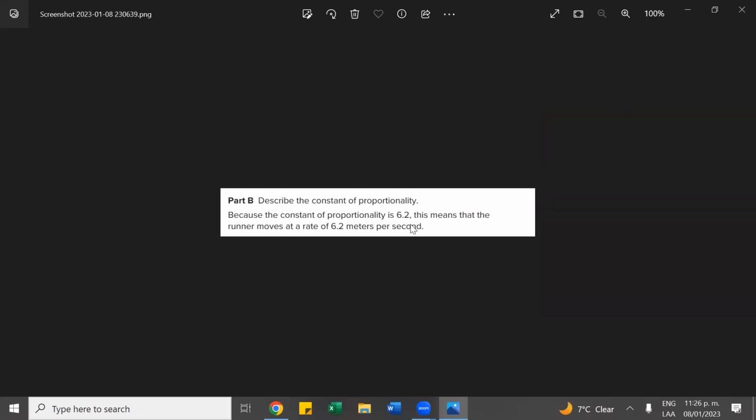Part B says, describe the constant of proportionality. How can we describe it? Because the constant of proportionality is 6.2, this means that the runner moves at a rate of 6.2 meters per 1 second. Every second, the runner will move 6.2 meters.